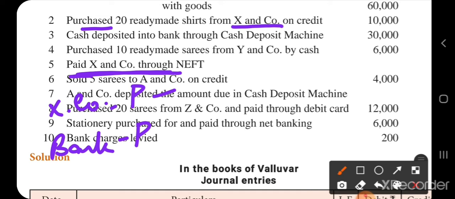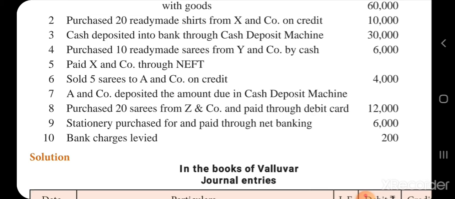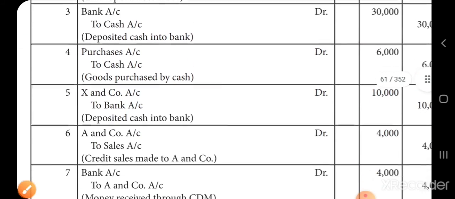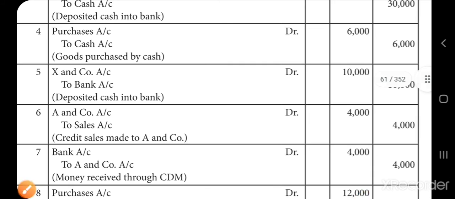What is the rule for personal account? Debit the receiver, credit the giver. Here paid XN company. So XN company is the receiver, debit the receiver. Through NEFT, who is making the payment? The bank. Okay, so bank, credit the giver. The entry will be XN company's account debit to bank account. Okay, XN company account debit to bank account.